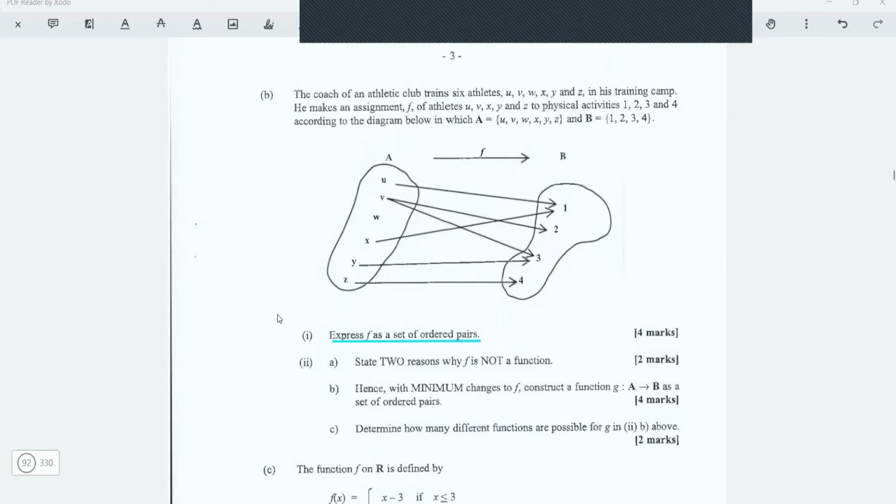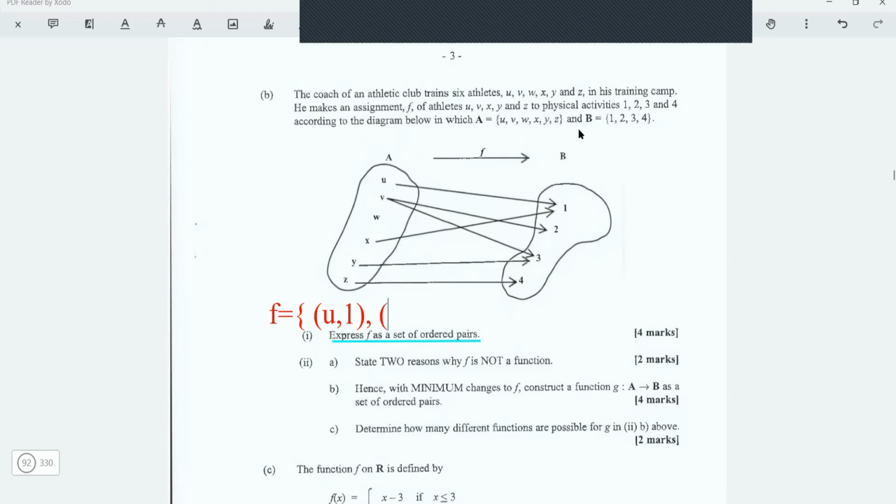Express as an ordered pair. F as an ordered pair would be F equal to, and we write it as ordered pairs. We'll see that U gets assigned to 1, so it's (U, 1). You always put your X first, then your Y. This is the domain, and this is the codomain.